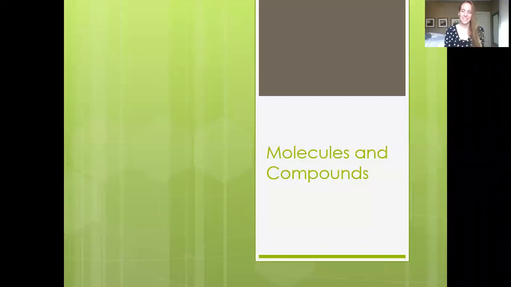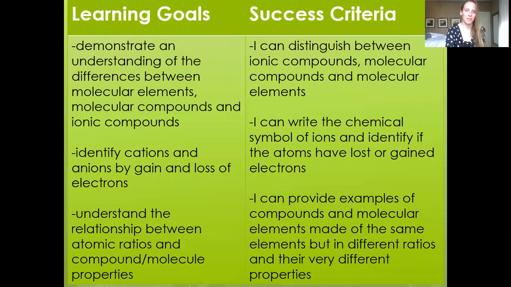Okay, so this lesson is titled Molecules and Compounds. And what we're going to be looking at is what the difference is between molecular elements, molecular compounds, and ionic compounds. You also need to know the difference between cations and anions and how they form. And then we're briefly going to talk about how the atomic ratios in compounds and molecules affect the properties of those compounds and molecules.